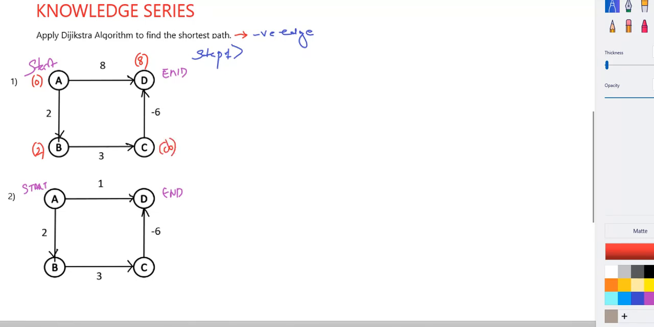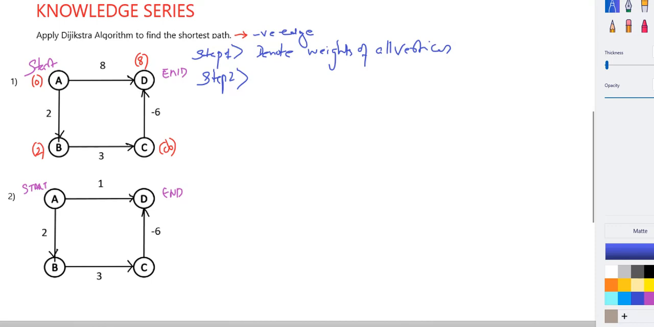Okay. Now based on these conditions, we will see the rest of the things. So step 1, we denote the weights of all vertices. Step 2. In step 2, if you consider among these vertices, B is the shortest path.